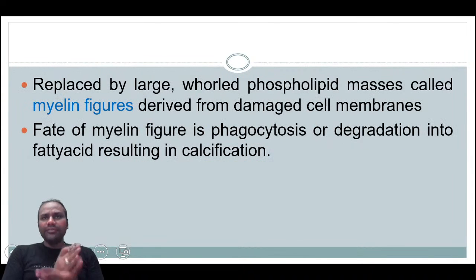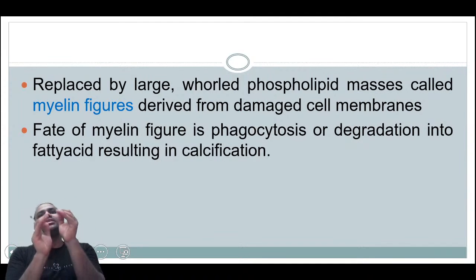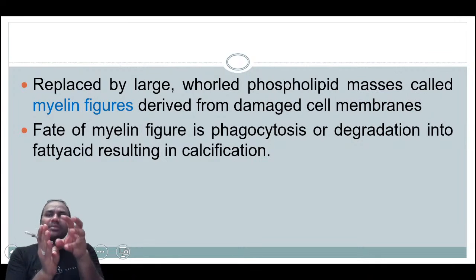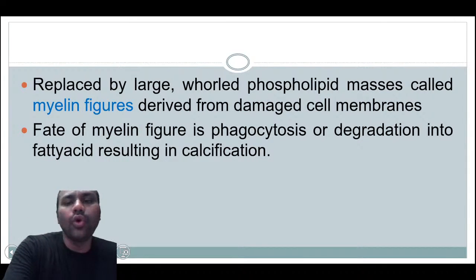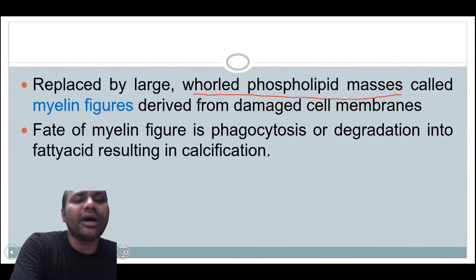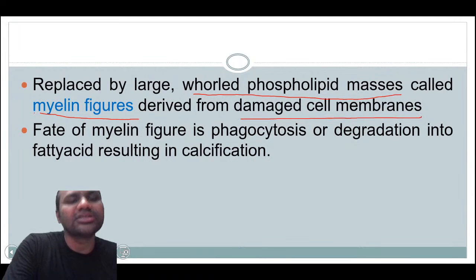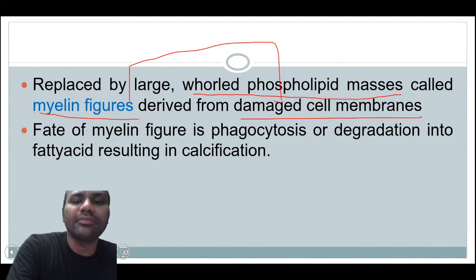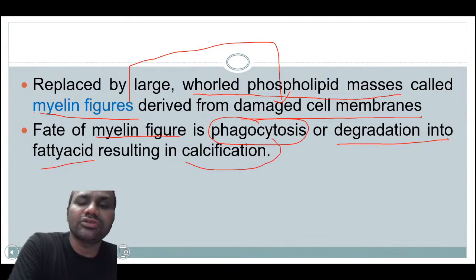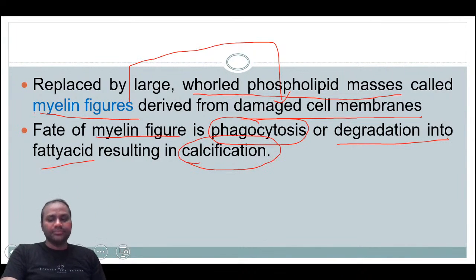Similarly, as we talked yesterday, in irreversible injury, whenever most of the organelles are digested, the phospholipase acts on the plasma membrane and they form myelin figures, whorls of lipid mass called myelin figures, derived from damaged cell membranes. Now, the fate of myelin figures: they can either undergo phagocytosis, or they can degrade into fatty acids, resulting in calcification.